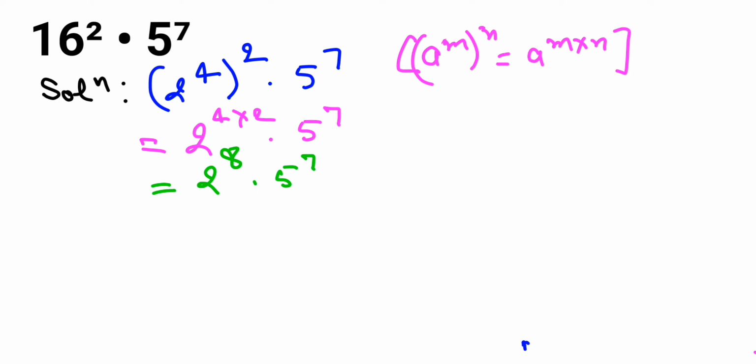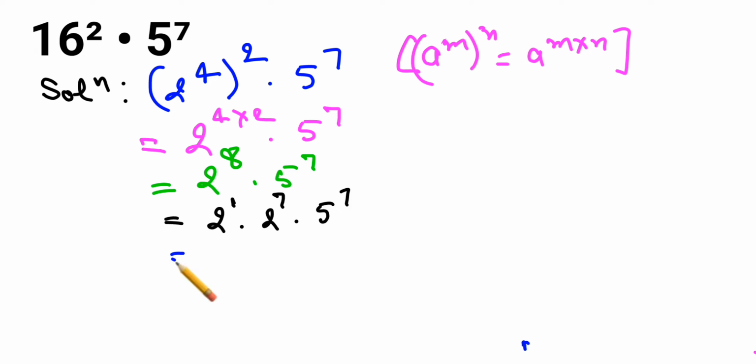Next we write 2 to the power 8. We can write as 2 to the power 1 into 2 to the power 7. 7 plus 1 makes 8. So we can write 2 to the power 8 as 2 to the power 1 into 2 to the power 7. Okay. Next we write 2 to the power 7.